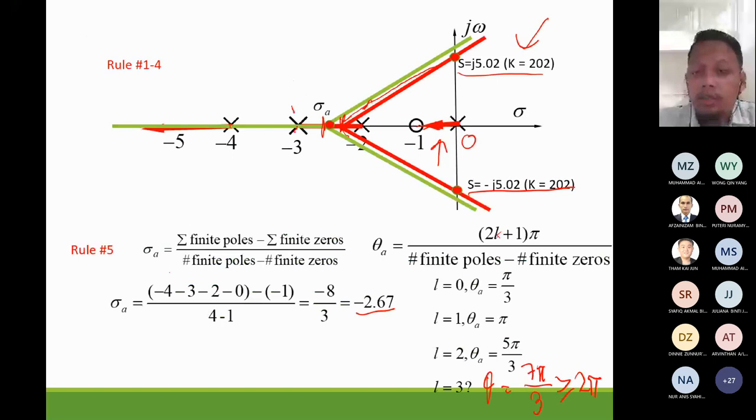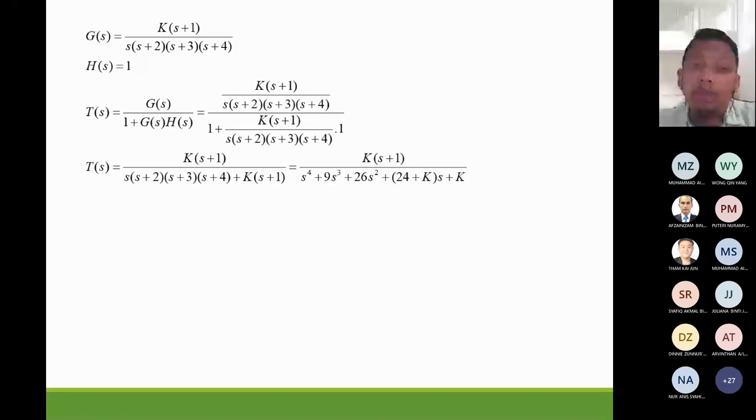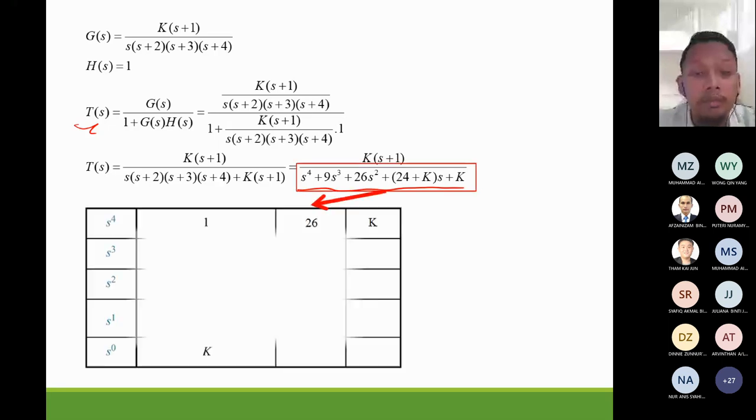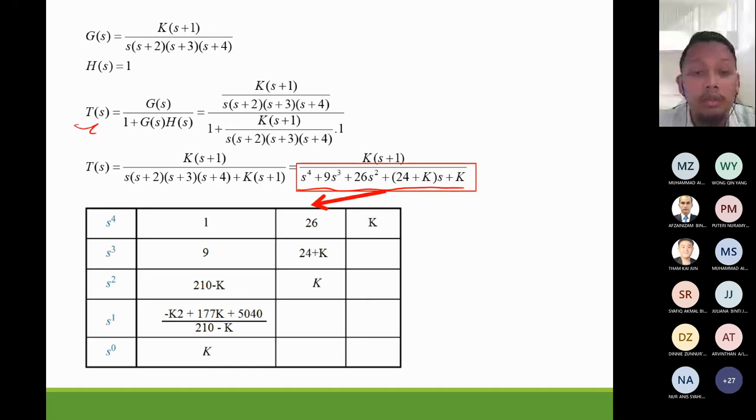So now let's calculate the J omega axis crossing. I think it's on the next slide. So to calculate the J omega axis crossing, you need to find the closed loop transfer function, because you need to use Rutherford's criteria. So remember, to calculate J omega axis crossing, you need to use Rutherford's criteria. So you need to find T(s), simplify, then you get this, and take the denominator, and create the Rutherford's table.